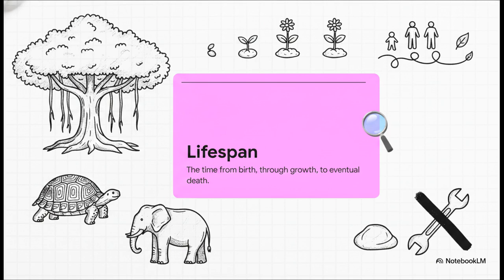Some animals, like tortoises and elephants, they stick around for a really long time. Certain trees, like banyan and peepal trees, have incredibly long lives, sometimes spanning literal centuries. Non-living things, on the other hand, well, they don't die because they were never actually alive to begin with. And speaking of lifespans, this brings up one of the most mind-blowing contrasts in all of nature.